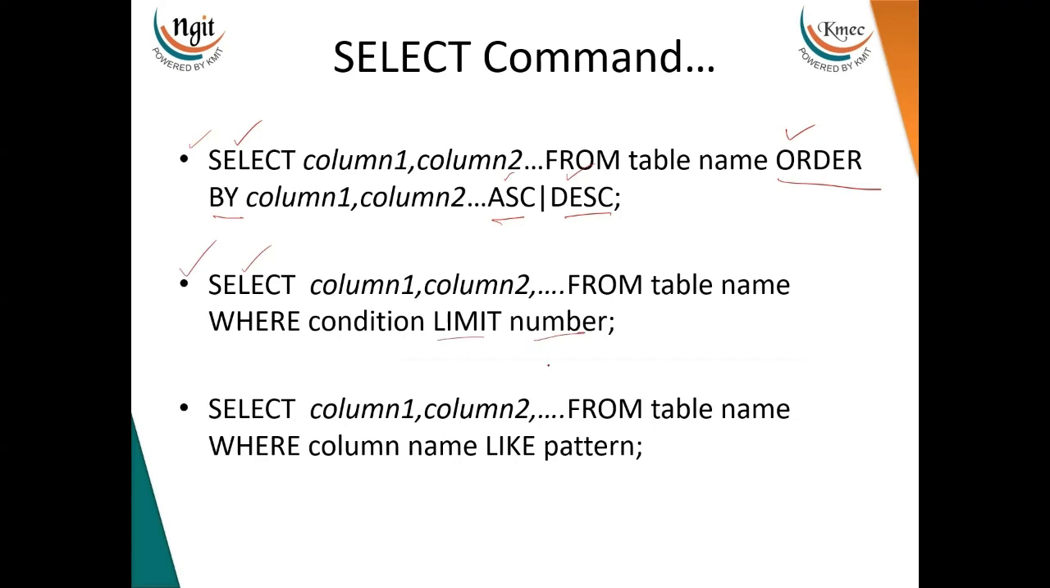I have 100 tuples or records that are present in the table, but I don't want all the 100 records to be retrieved. So in that case, I want to limit that number. I want to just get only the first 3 records of the table. So in that case, we will be using LIMIT along with the select command.